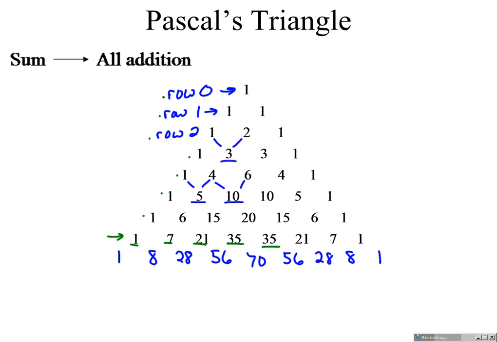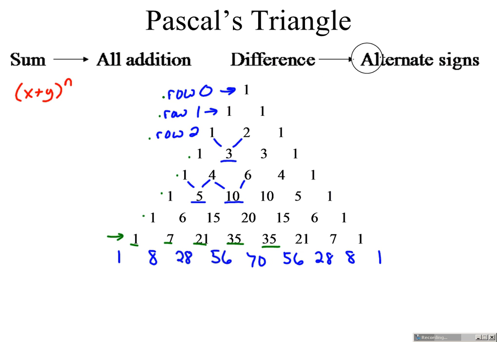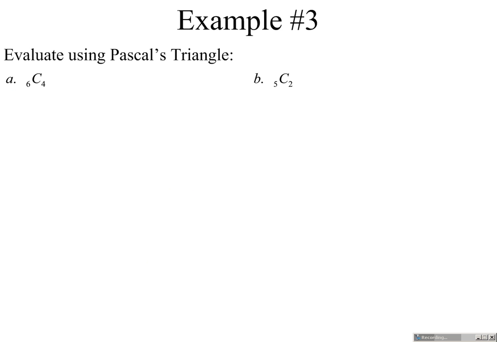Pascal's triangle is also going to be used for multiplying out binomials. If it is a binomial that is a sum, meaning x plus y, then all your signs going across will be addition. And this is just a way of checking to make sure your answer makes sense at the end. If it is a difference in our binomial, x minus y to the n power, your signs should alternate from positive to negative. So it's a quick check at the end to make sure that you're not making some sign errors as you are evaluating a binomial expansion.